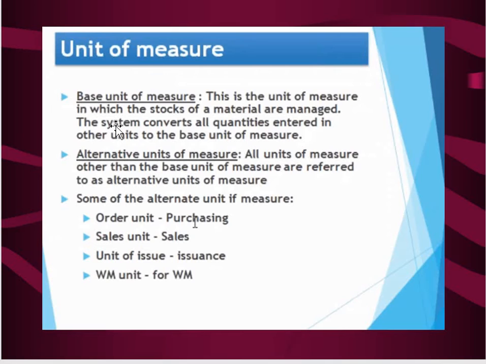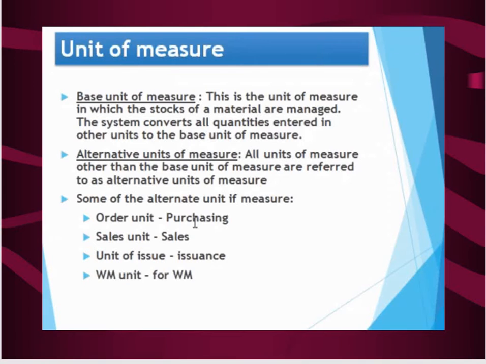Now it's the unit of measure. The base unit of measure is the unit in which the stocks of a material are managed. The system converts all quantities entered in other units to the base unit of measure. So the unit of measure is basically how the material is being managed. There are alternative units of measure also. Suppose you are selling your material to one customer who accepts only tons, and another customer who only accepts pounds. How are you going to define that? At that point you can have different alternative units of measure.